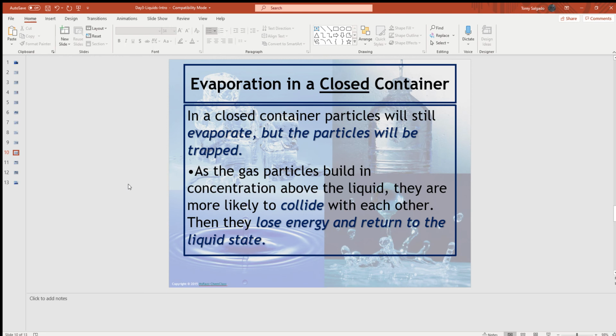So if you see some evaporation going on inside of a closed bottle of water, right at the top portion, it will look like there's some condensation going on. That's because the gas that's trapped in there is bumping around against each other. It's becoming lower in kinetic energy, and when it hits the sides of the container, it turns back into a liquid.